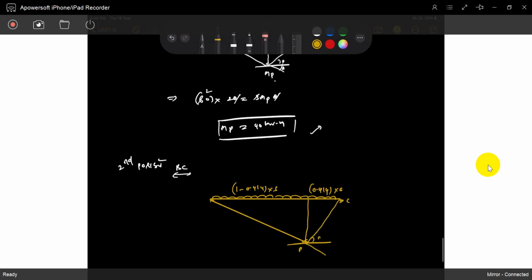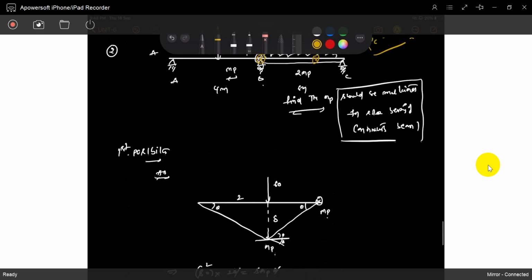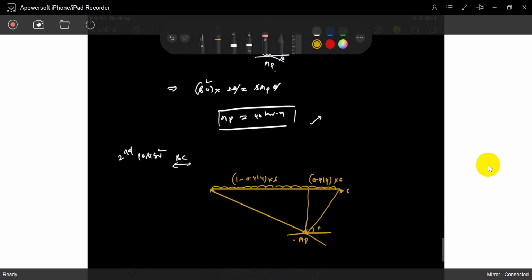This is MP. What is this one? It's a 2 MP. It's a 2 MP intersection. This is theta 1, this is theta 2. Got the idea? It's theta 1, it's theta 2. So that is a possibility.